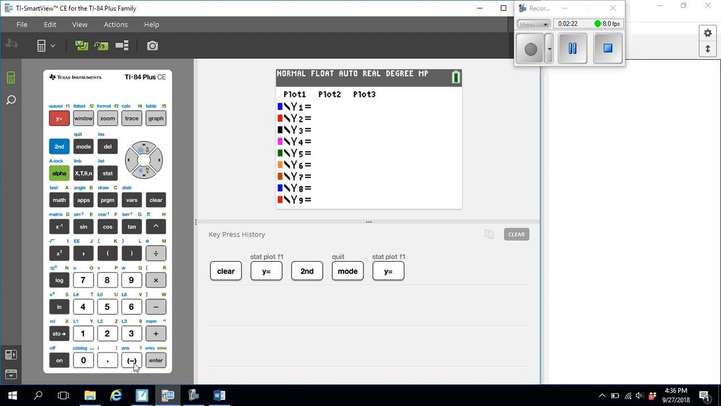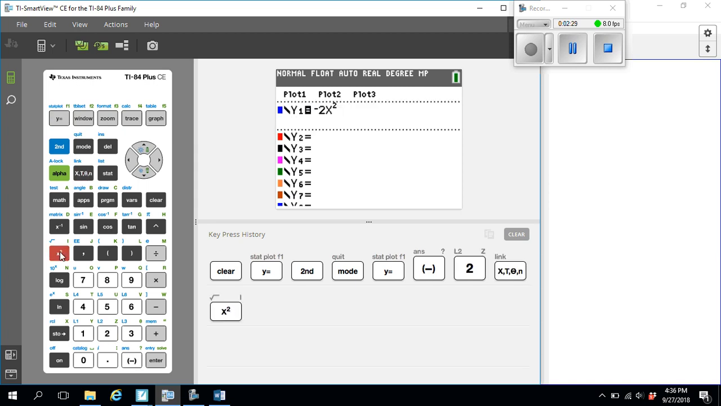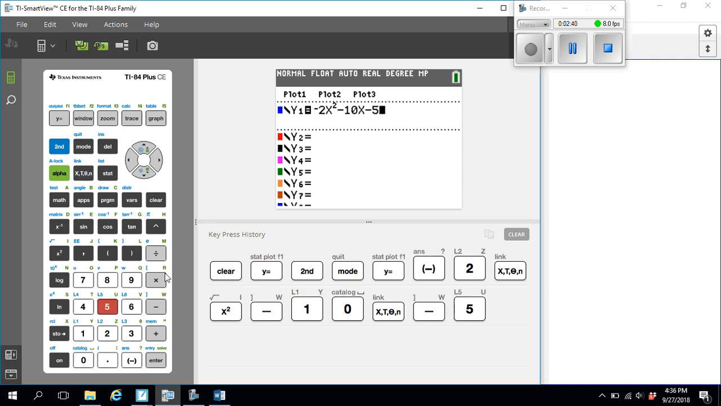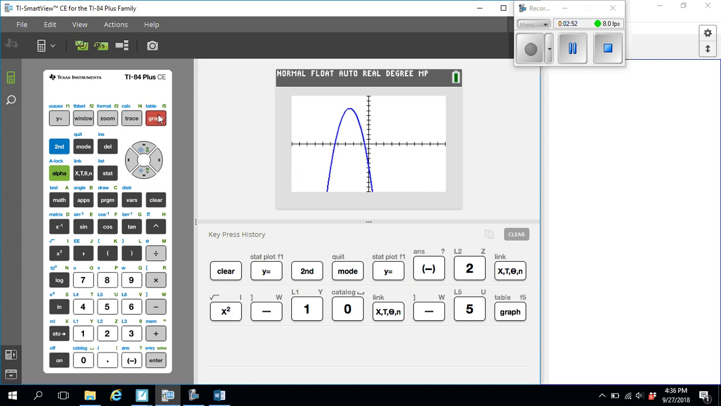Now we put in our function, so make sure you use the negative button. So we have negative 2, your x here, and then the squared. Our next thing is minus 10x, so we do the subtraction symbol, minus 10, and then the x symbol. And then we do minus 5. Once we have done that, we're going to press the graph key, so you have to go all the way up here to press it. And here we can see that this is graphed.